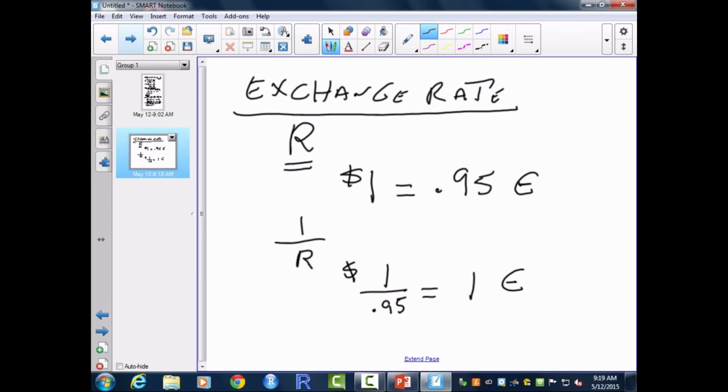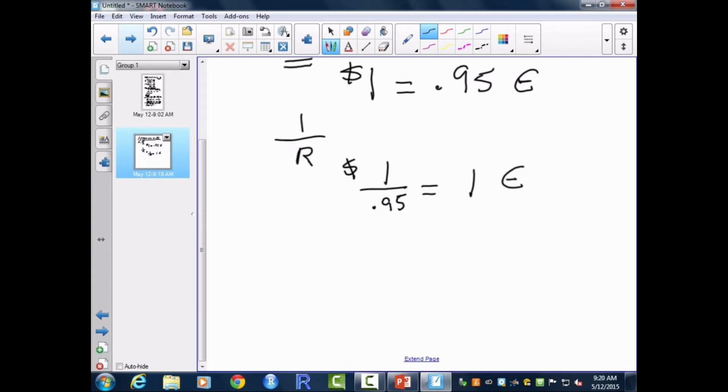So exchange rate is between two currencies. So you take the US versus euro, you take the US versus Japanese yen, US versus Swiss franc, US versus Canadian dollar, and that would be the exchange rate between the two currencies. Determination of the exchange rate has to do with quantity demanded and quantity supplied of a currency in the currency market.